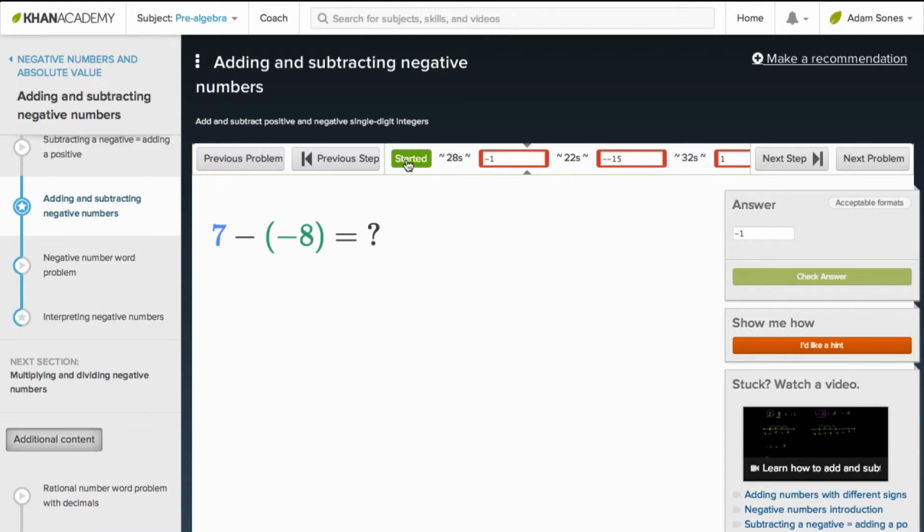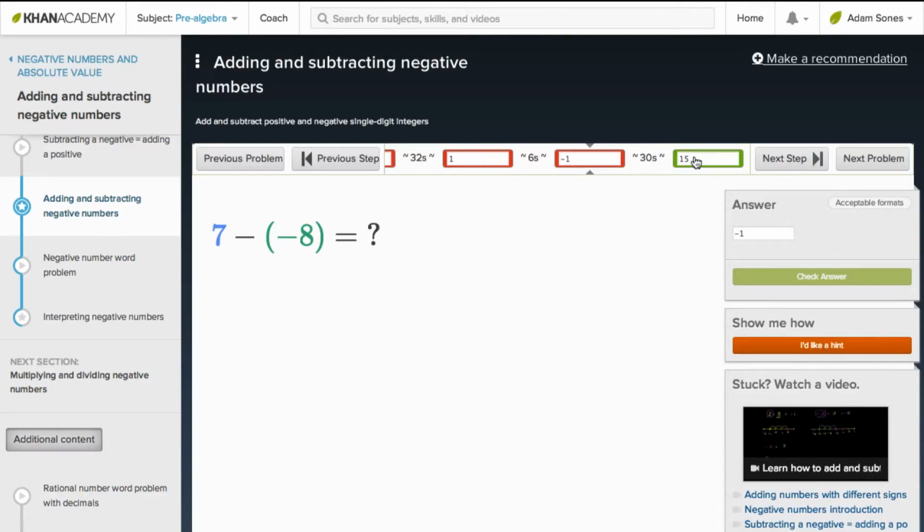And right up here where it says started, I could see that after 28 seconds of looking at this, she answered negative 1. After 22 seconds, she answered double negative 15, which was incorrect, just because she put it in incorrectly. After 32 seconds, she answered 1. After 6 seconds, she answered negative 1. And after 30 seconds, finally, she answered 15. So she eventually got the question correct, and Khan Academy doesn't let you move on until you actually answer it correctly. So she got the answer correct, but we can start to see some patterns forming here.